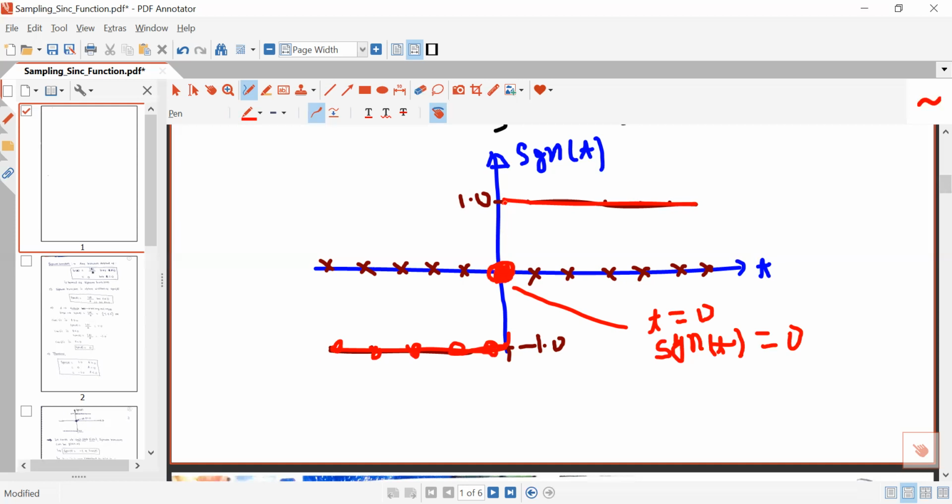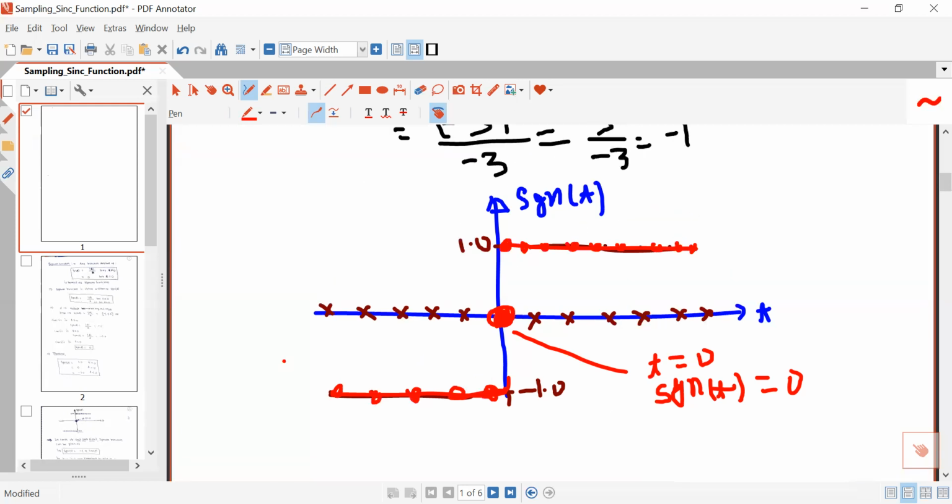Again, little greater than t equal to 0, you will again get +1. And at t equal to 0, you will get 0. And when you will connect all of these points, you will get the characteristics of signum function. So this is the characteristics of signum function. And here, one point is very important. At t equal to 0, signum t will be 0.